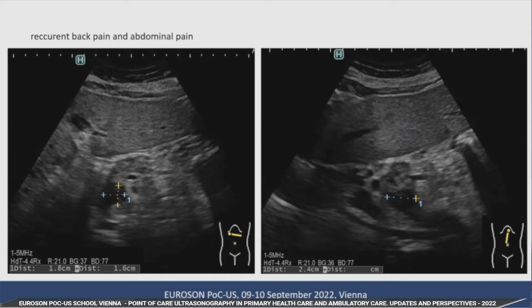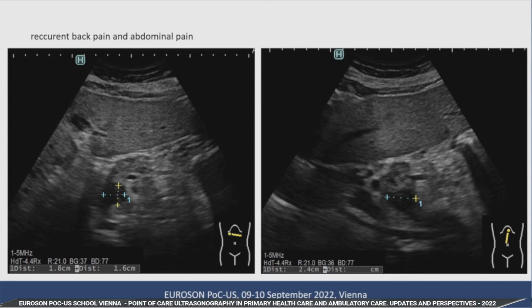Recurrent abdominal pain and back pain. The thing is that each time we are dealing with back problems which are not responding to classical painkillers, we need to take into consideration the diagnosis which is called pancreatic cancer. And what we are looking at right now is the pancreas, and there is a lesion in the back of the head of the pancreas, and this is pancreatic cancer.